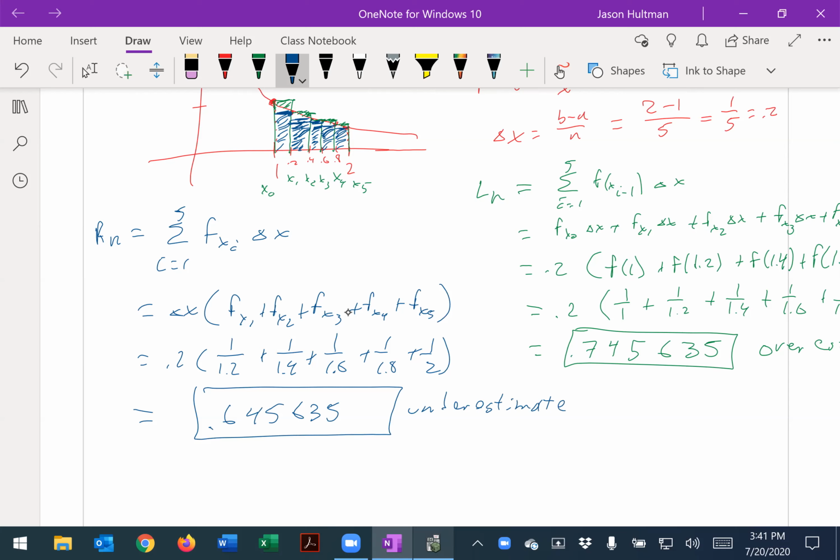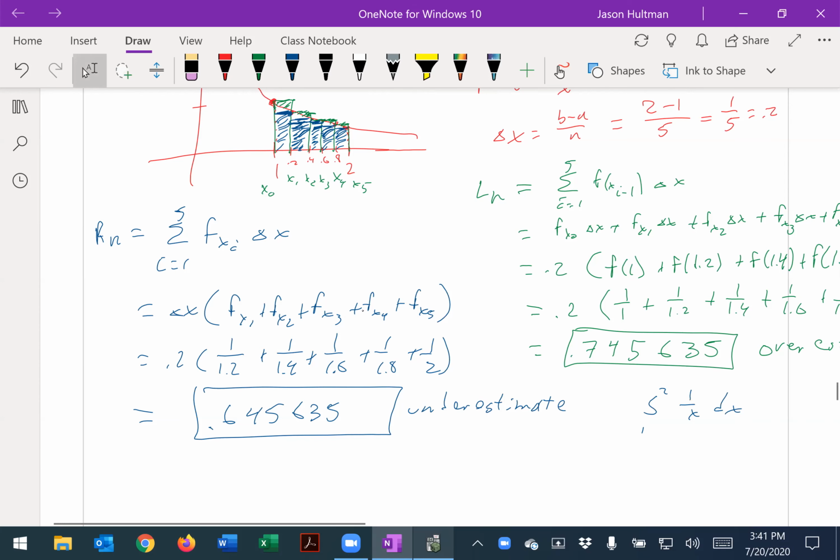That's an underestimate. And we could already figure out what the true answer is, but that's not the point here. We'll compare that to what the true answer is in a little bit when we talk about error bounds. What is the actual error on these? It's really easy to go from 1 to 2 of 1 over x dx.